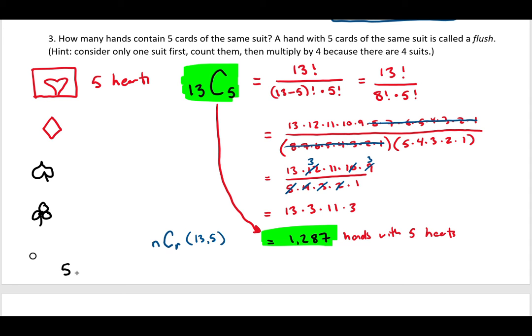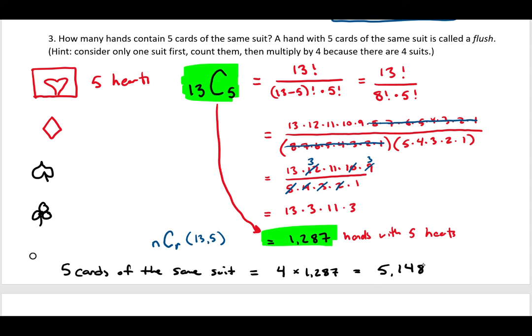So if we say 5 cards of the same suit, well, there's 4 different suits, so 4 times 1,287. If we multiply those two numbers, we get 5,148.